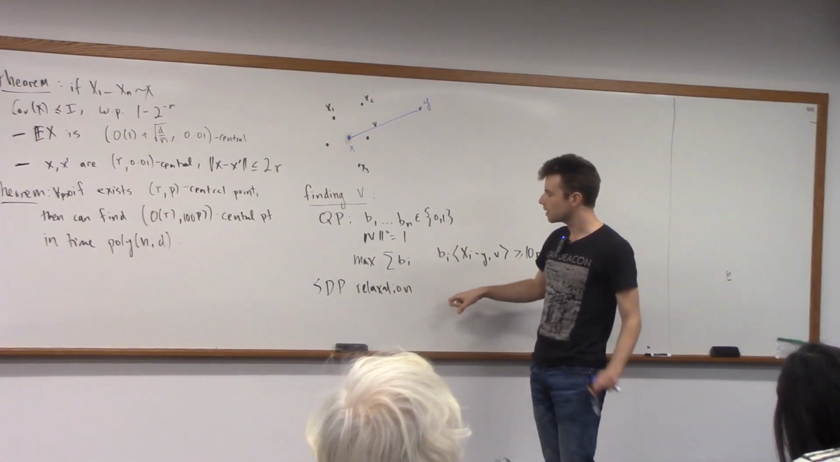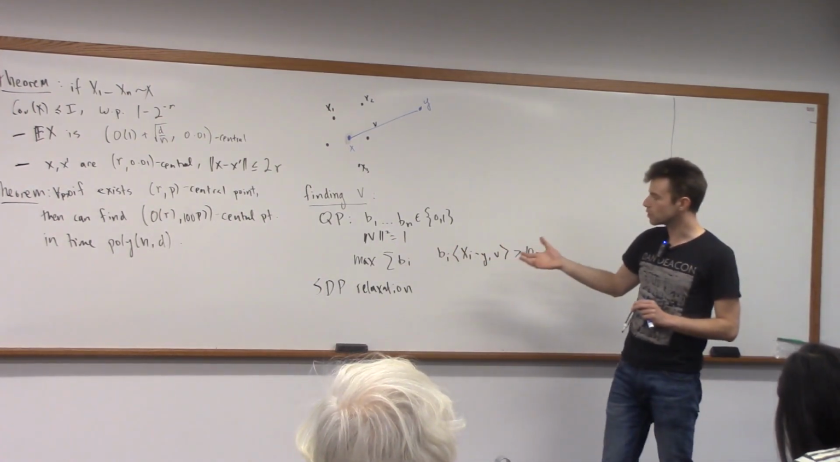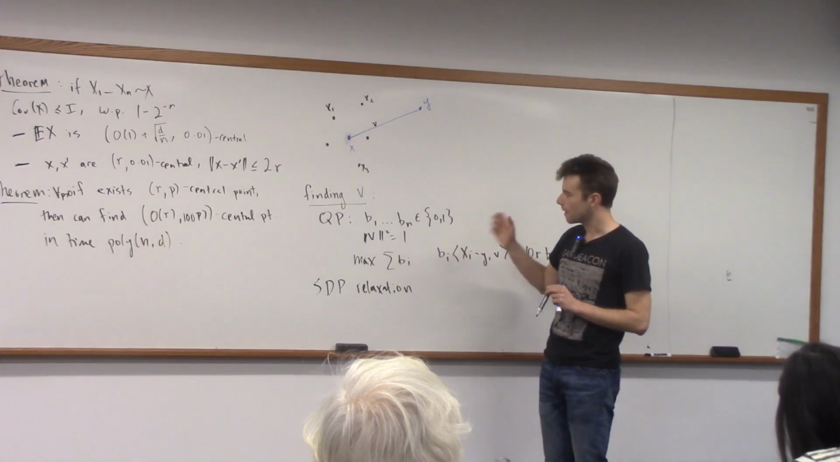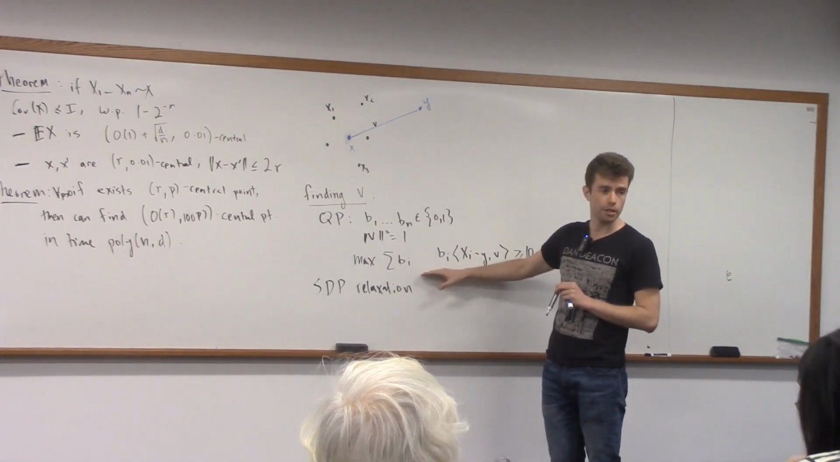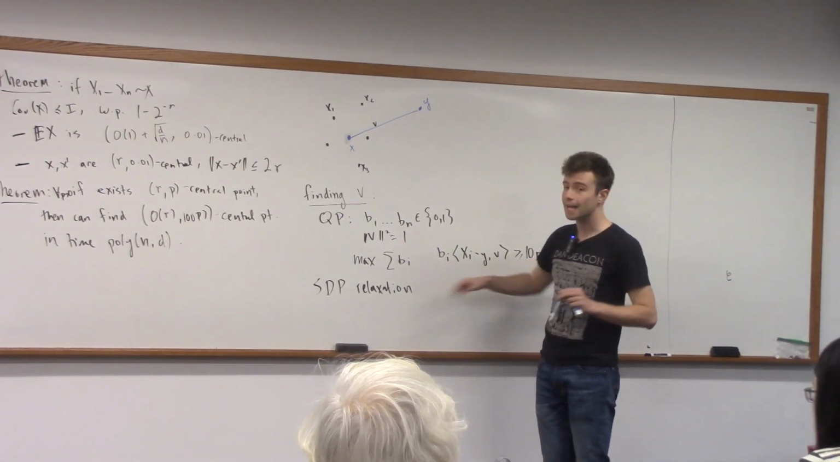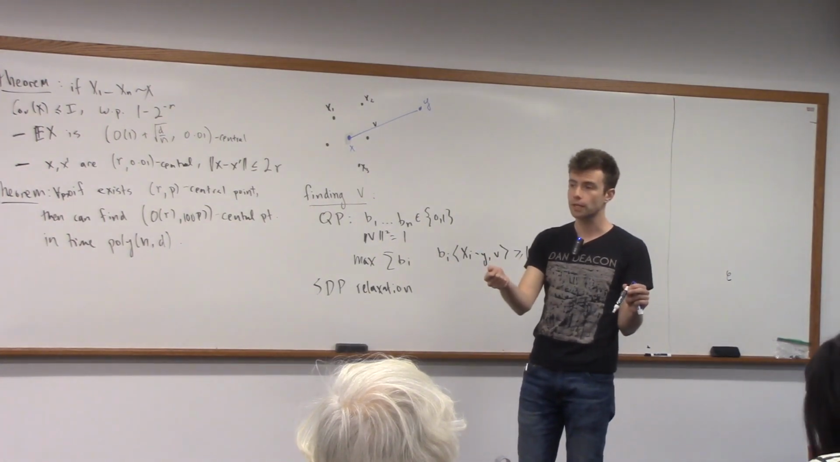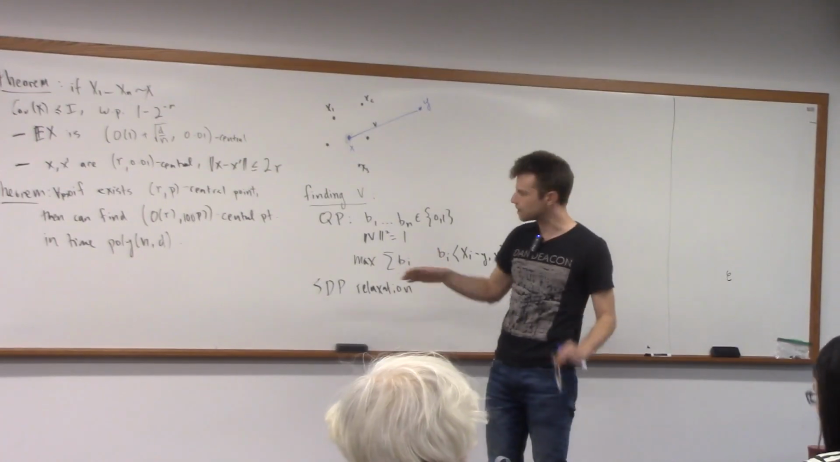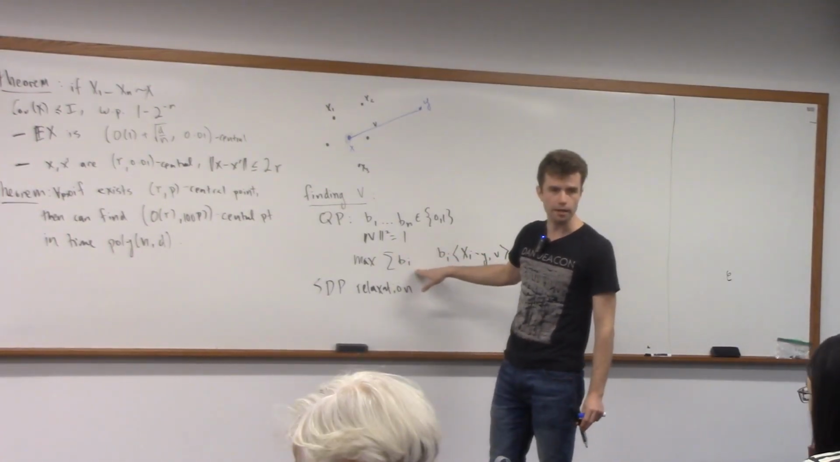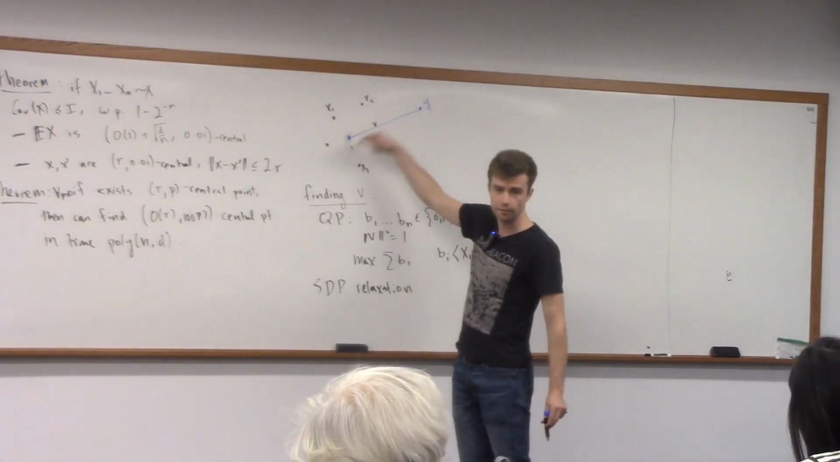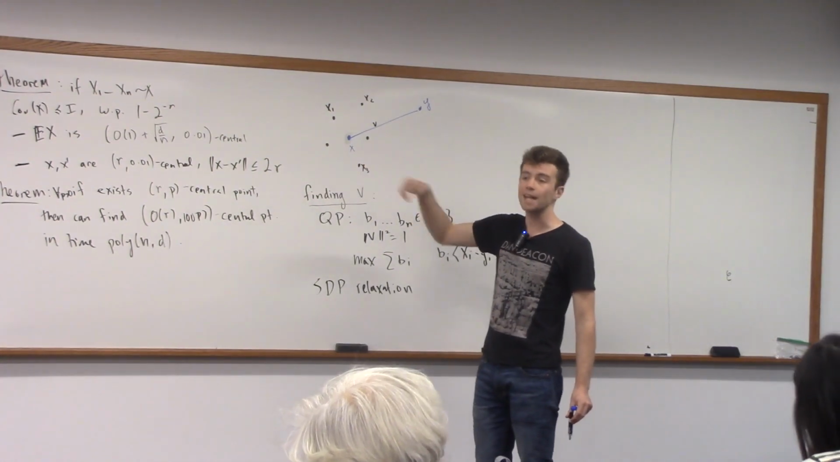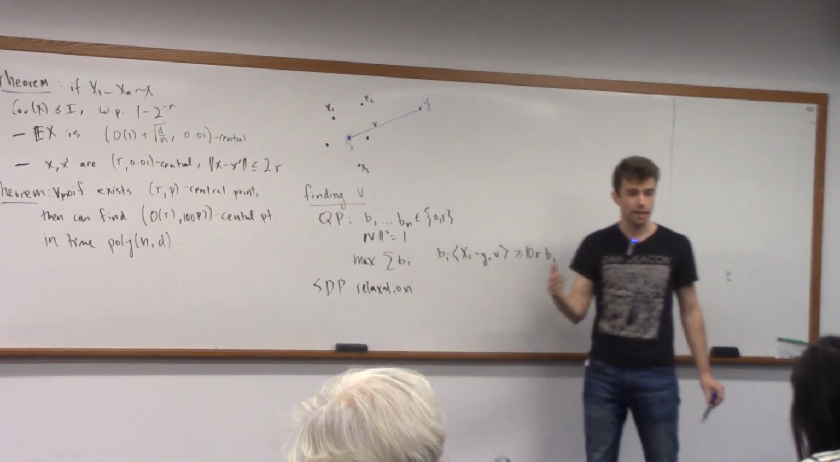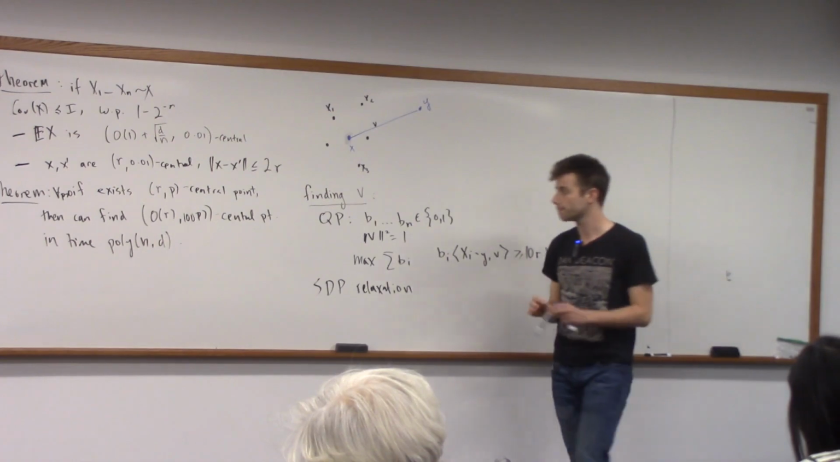And the key thing we need to show is that if I solve the SDP relaxation of this thing, and the SDP tells me, hey, here's a feasible solution with large objective value, what does that mean? It means there look like there are a lot of outliers. There look like a lot of points far away from y in this direction. I need to be able to actually find such a direction, right? I need to solve a rounding problem.